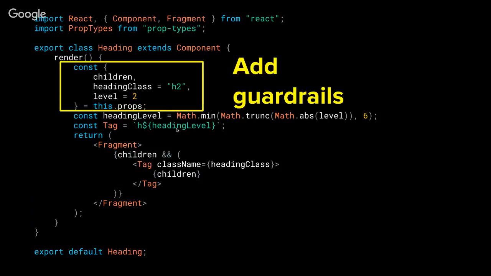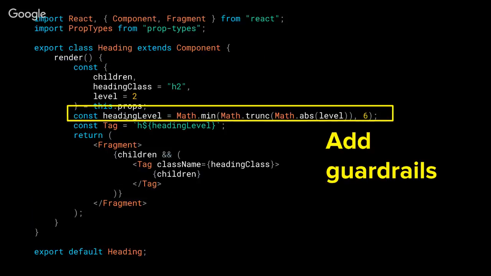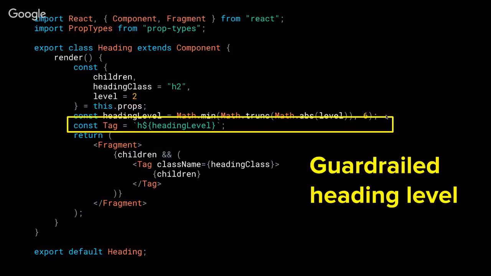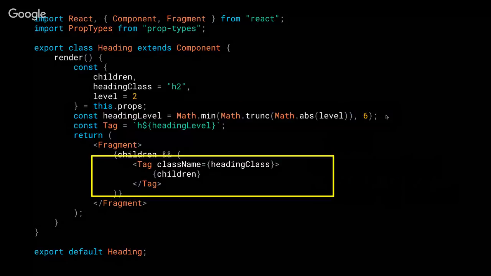So this heading level is defined by passing in a level, making sure that it is a round number, and also making sure that the developer does not pass in a heading level below 1 or above 6. So this is making sure that your heading level is 1 through 6. You take this, you put it into here, and that renders out as your heading level.